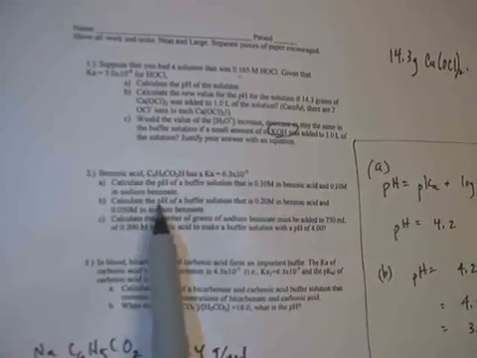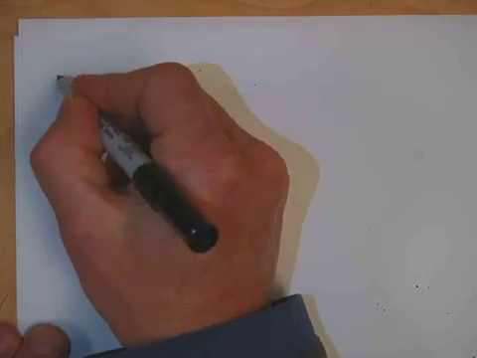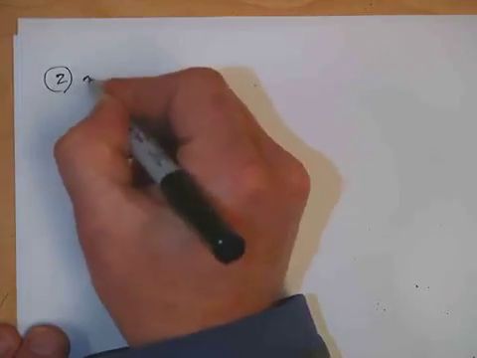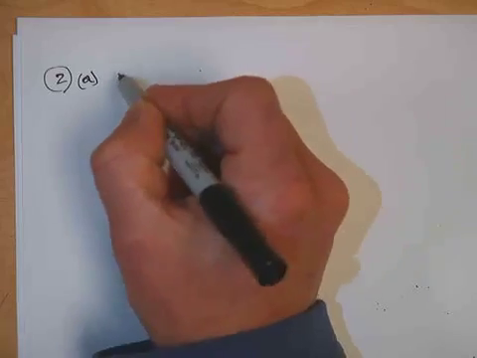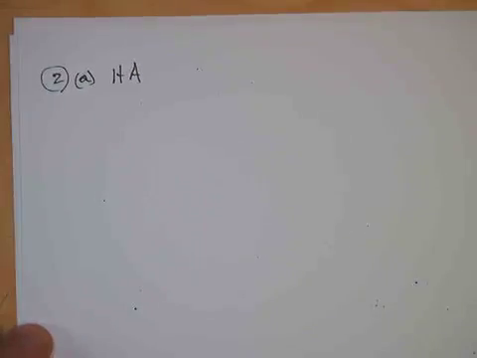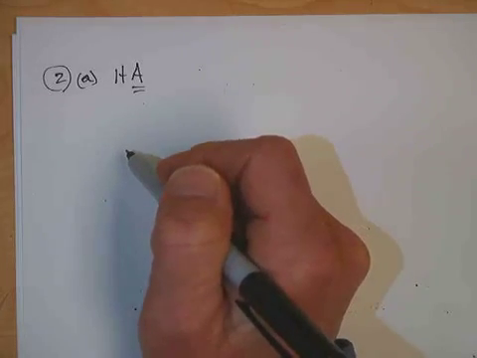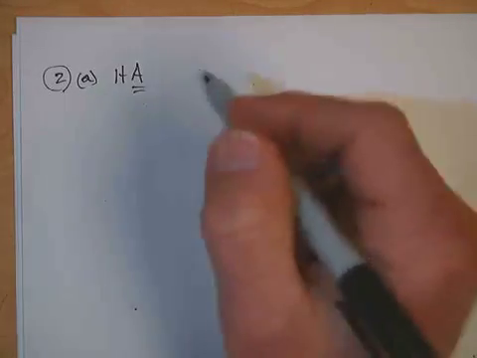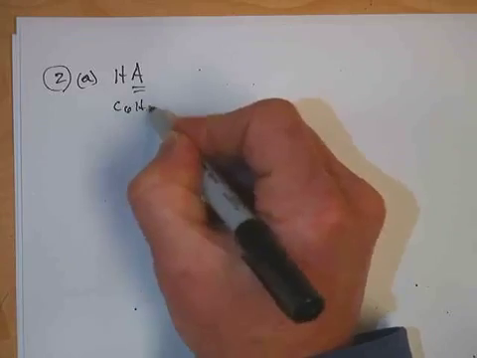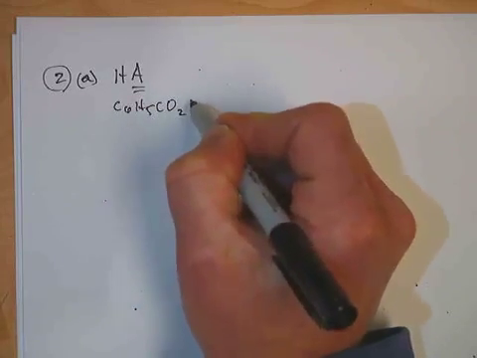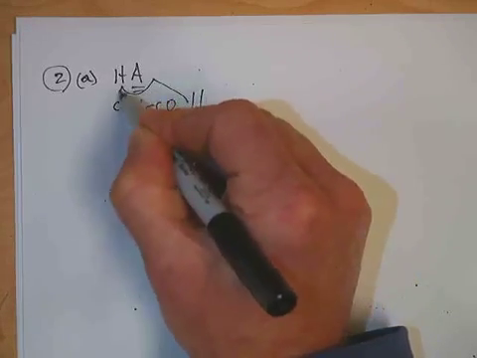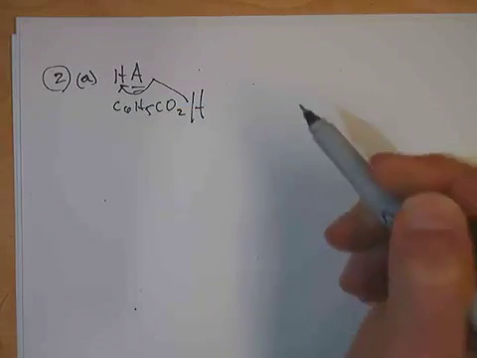Okay, moving on to number 2. Number 2 asks about an acid called benzoic acid, and it gives us some data right here. It says calculate the pH of a buffer solution that's 0.1 in benzoic acid and 0.1 in sodium benzoate. Now, you might not know the formula for sodium benzoate, but it doesn't really matter, because all you need to know is that there's this acid.